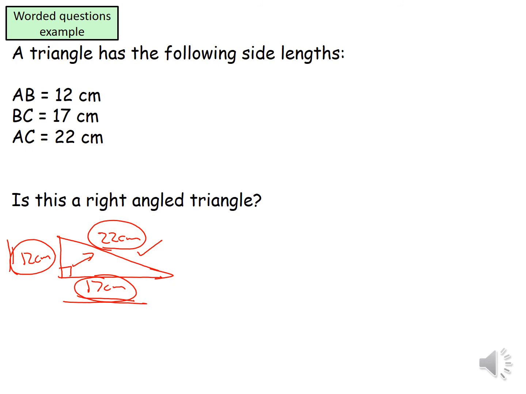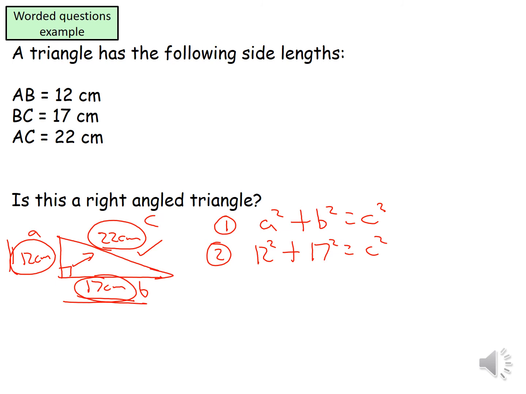So first thing we need to do is to label the triangle like we've always done. So the longest side we will call that C, and the other two sides we'll call A and B. So first step, write down the formula. A squared plus B squared equals C squared. Next thing, let's insert the information into our formula. So instead of A, we will write down 12 squared. Instead of B, we will write down 17 squared. And that will equal C squared.